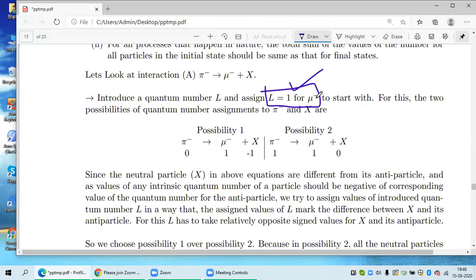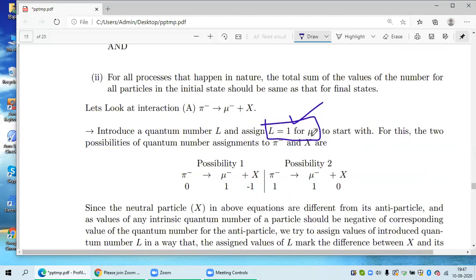Okay. So let me proceed, because I am going to show you where this initialization takes us.